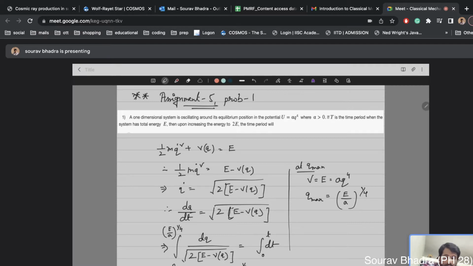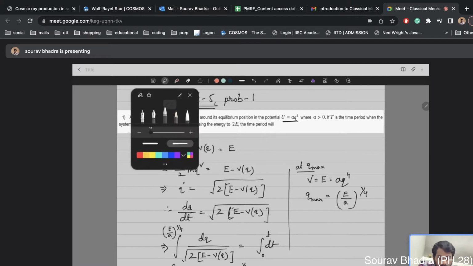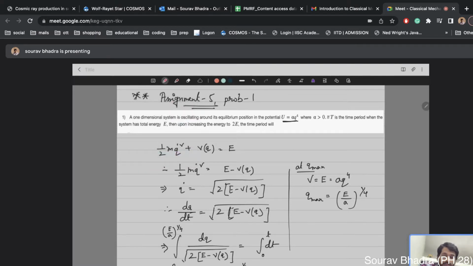So the problem is a one dimensional system that is oscillating around the equilibrium position, with potential U equals alpha q to the power 4. I have solved the equation so that I can go through it step by step and save some time. The given potential is alpha q to the power 4, where alpha is greater than 0, and capital T is the time period of the system when it has an energy of capital E. Then upon increasing the energy, what will be the time period? So we have to find the time period.